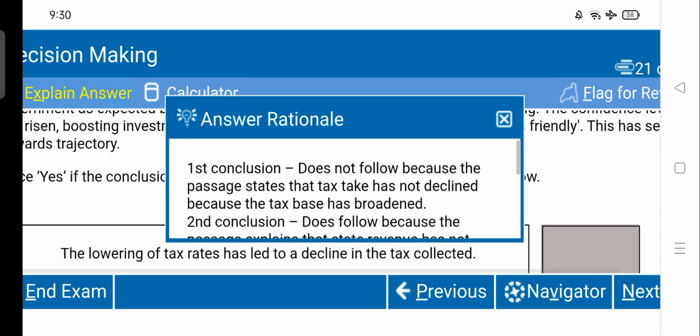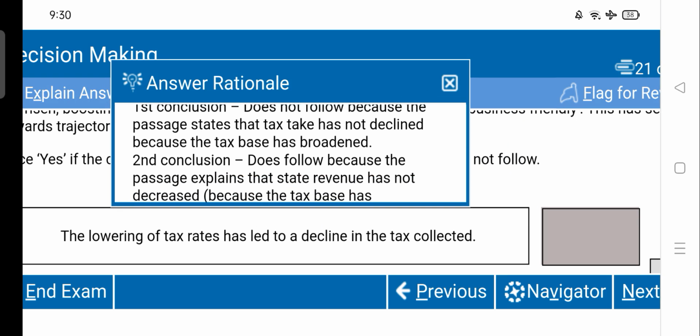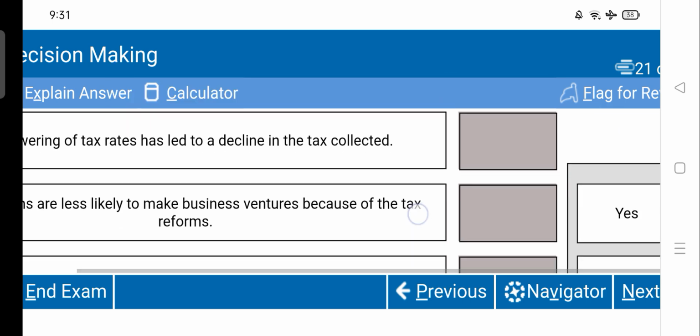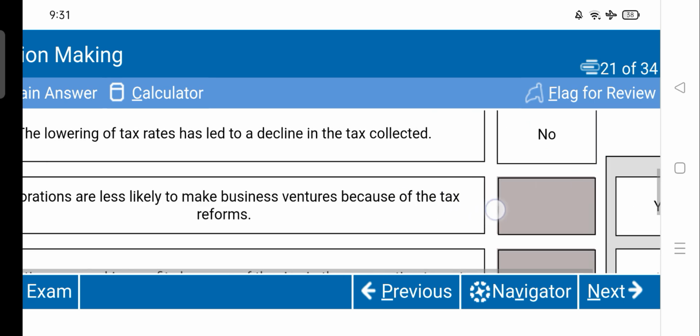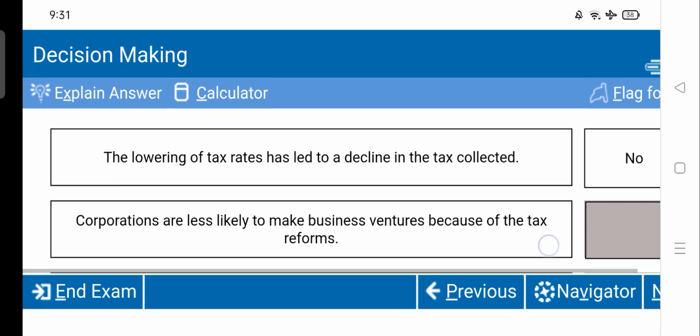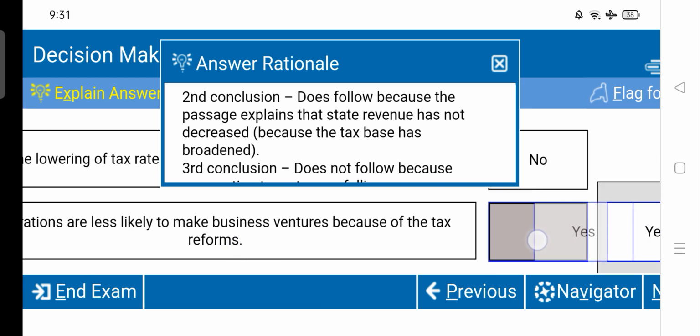So here we have a first conclusion that it does not follow because the passage states the tax take has not declined because the tax base has broadened. So we will drag a no and drop it here in front of this box. Second conclusion does follow because the passage explains that state revenue has not decreased because the tax base has broadened. So we will drag a yes and drop it here.